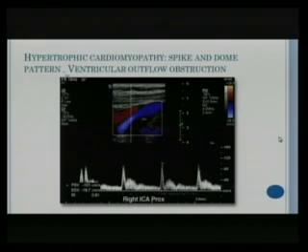Now, hypertrophic cardiomyopathy, this is called the spike and dome pattern, and they say it is very characteristic of hypertrophic cardiomyopathy, the spike and dome pattern. And it looks like a bunny sleeping on its side, with a bunny ear, then the body of the bunny, and the tail of the bunny. And this is usually seen in ventricular outflow obstruction in patients who have hypertrophic cardiomyopathy.